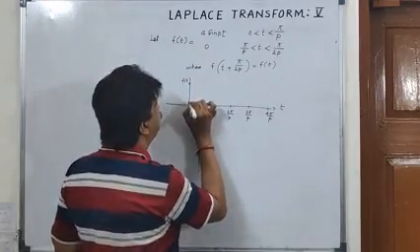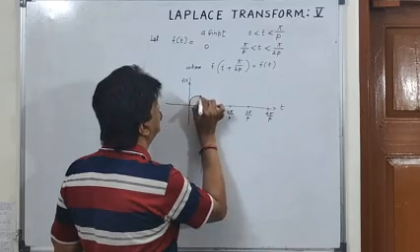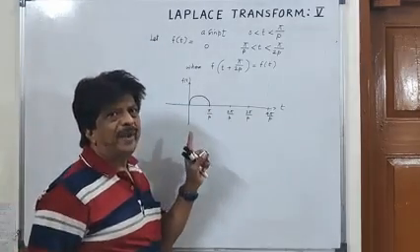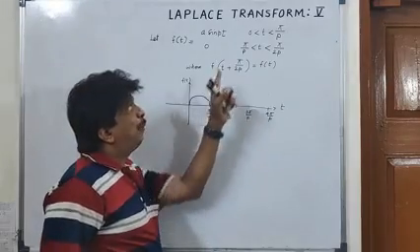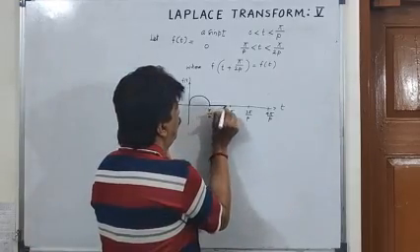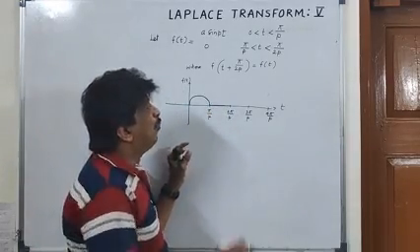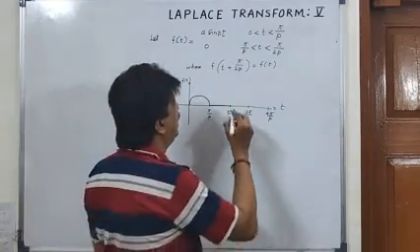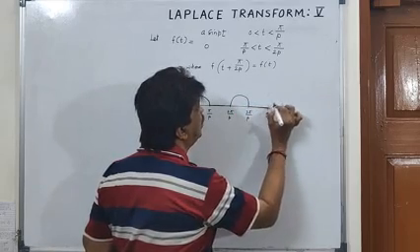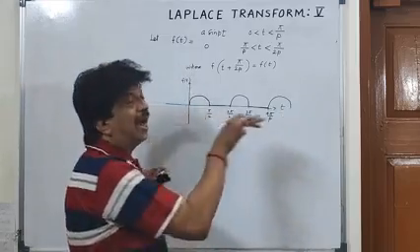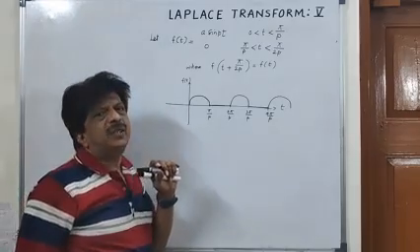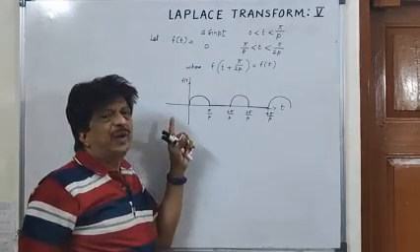So it is a sine wave function between 0 and pi by p. From pi by p to 2 pi by p, it is 0. Again from 2 pi by p to 3 pi by p, it is sinusoidal, and again it is 0. So it is a half wave rectifier. We want to obtain the Laplace transform of this function.